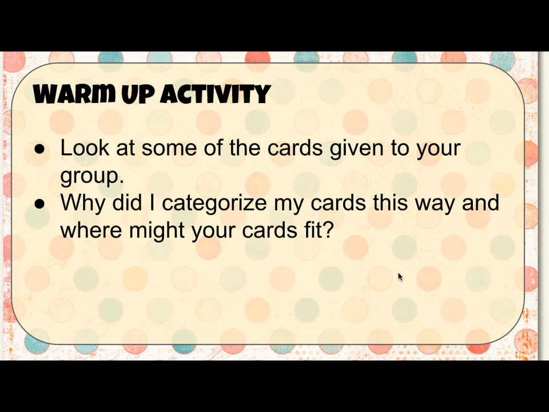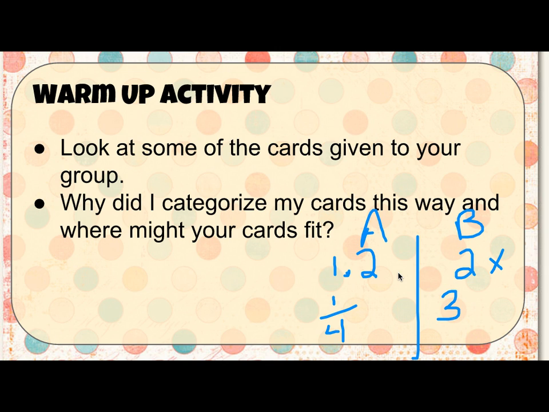So when I put my cards on the board, I had two columns, and I put numbers like 1.2 and 2x and 1/4 or a 3y squared. And I had -3 went in column A, and in column B was 4xy or a -x, something like that.